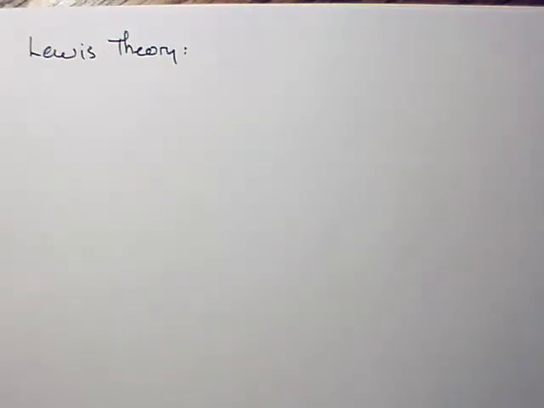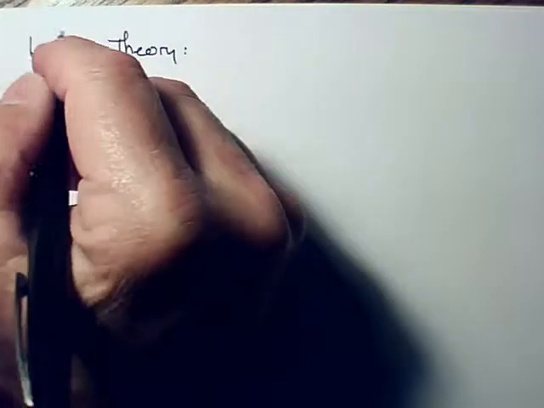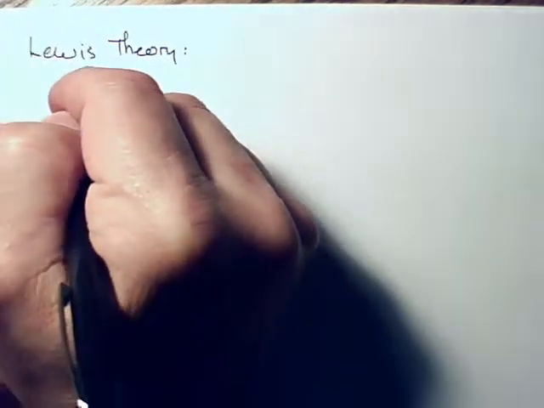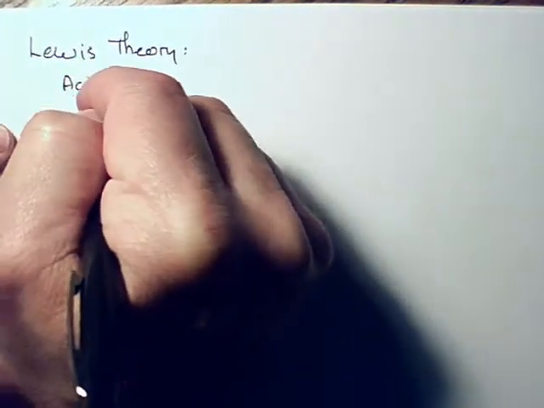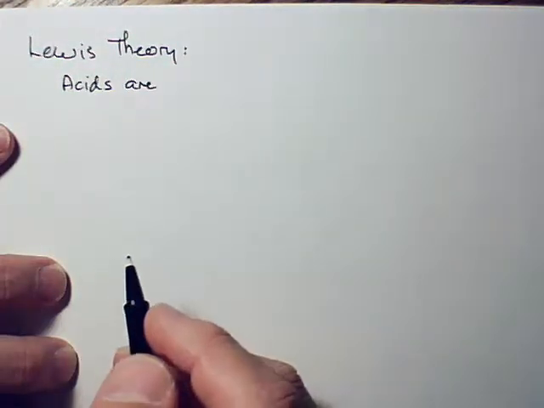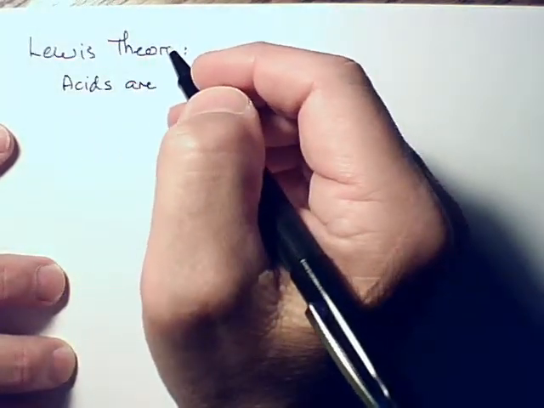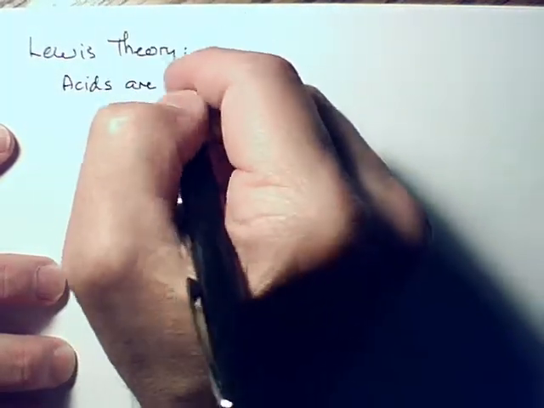What was his drawings about? Dots, which represented valence electrons. So he was talking about the way electrons behave. Very good. Did you read ahead or something? Well, acids actually accept electrons.